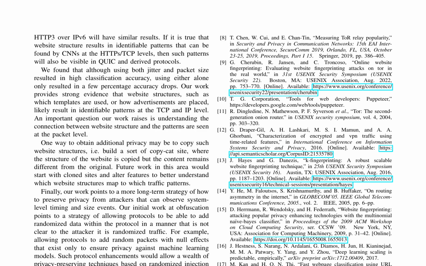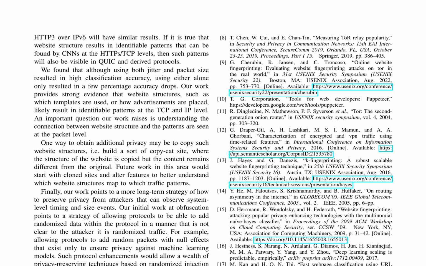The results obtained for HTTP/3 over IPv6 are expected to be similar to those for HTTPS over TCP, indicating that identifiable patterns in website structure are likely to be visible in QUIC and derived protocols. Notably, the study reveals that website structures, such as the use of templates or the placement of advertisements, result in identifiable patterns at the TCP and IP level. These patterns can be exploited by attackers to fingerprint websites, compromising user privacy.